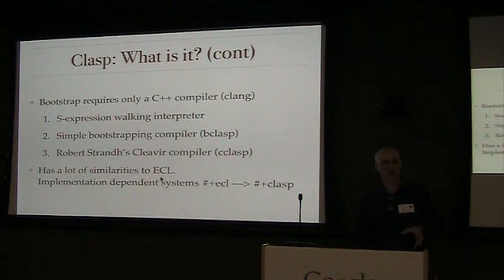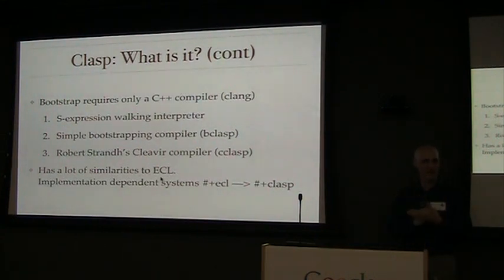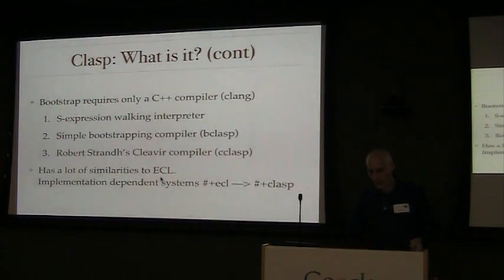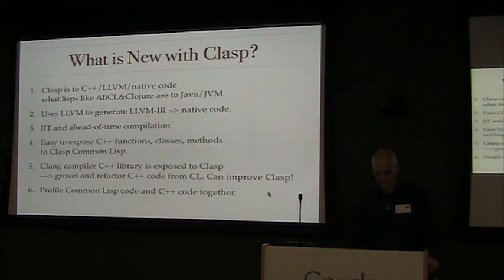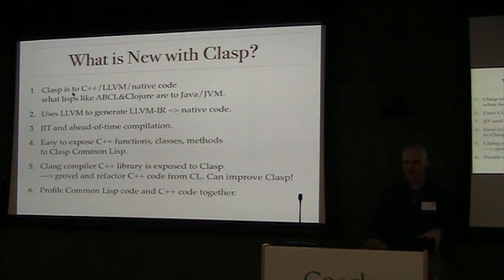Clasp has a lot of similarities to ECL. I've replicated a lot of the functionality of ECL, including some of the implementation-dependent details. So basically, if you've got a library that depends on implementation-dependent details, you can just convert the #+ecl feature flags to #+clasp, and it'll just work. I did that with ASDF, Slime, and Quicklisp. Okay, so basically Clasp is to C++ and LLVM what Armed Bear Common Lisp is to Java and the Java virtual machine.